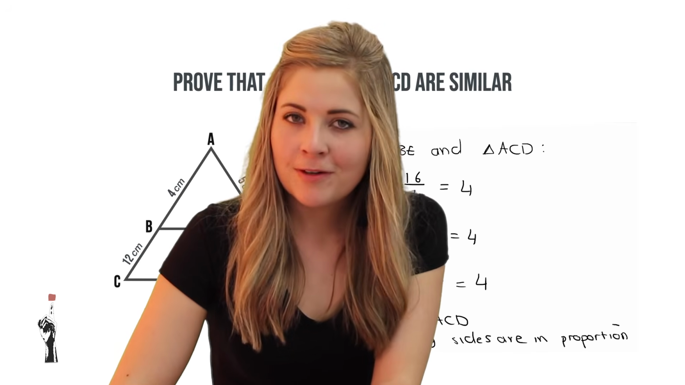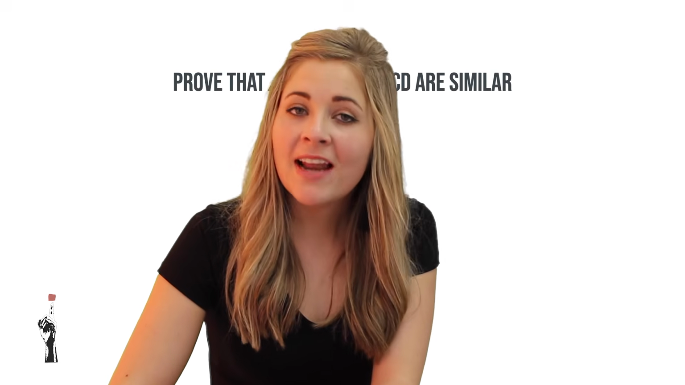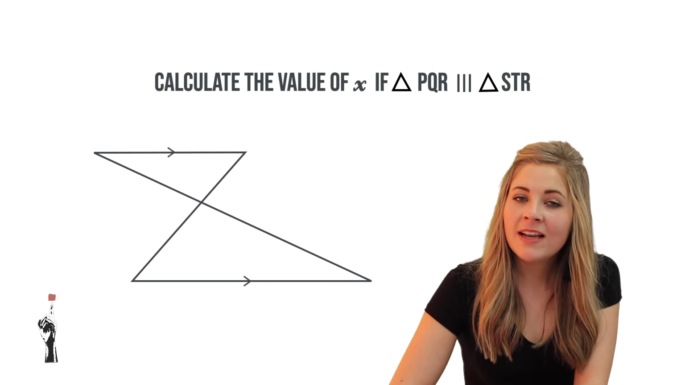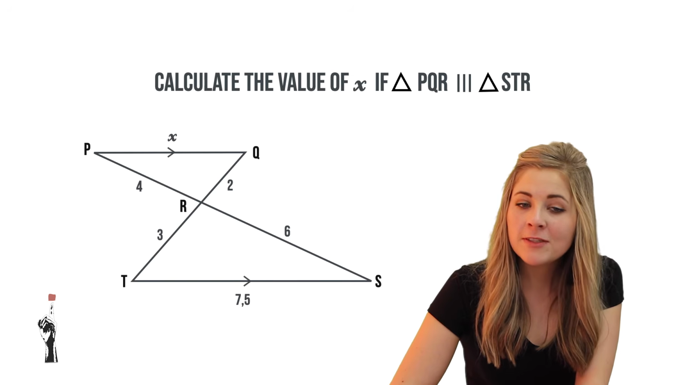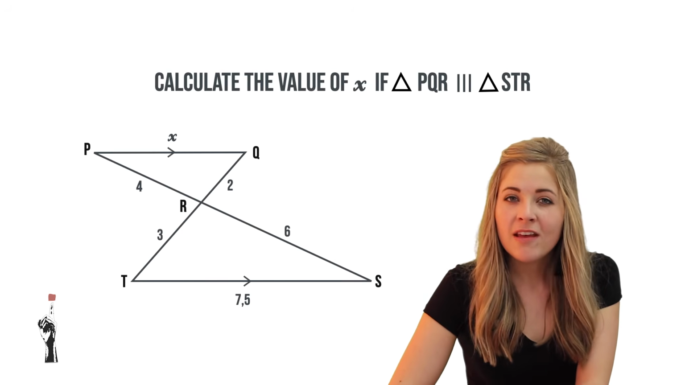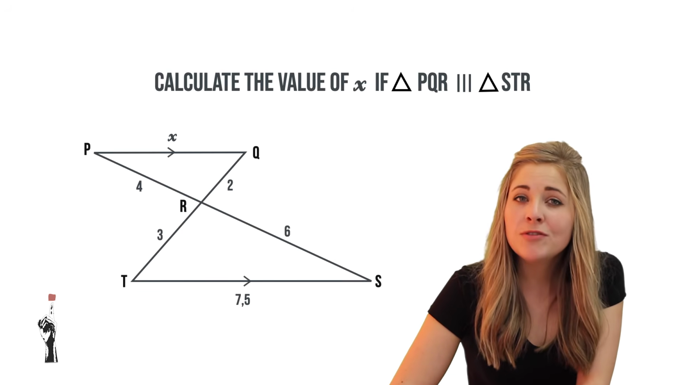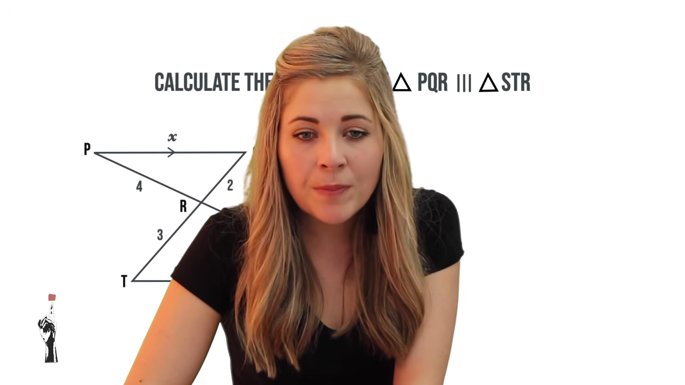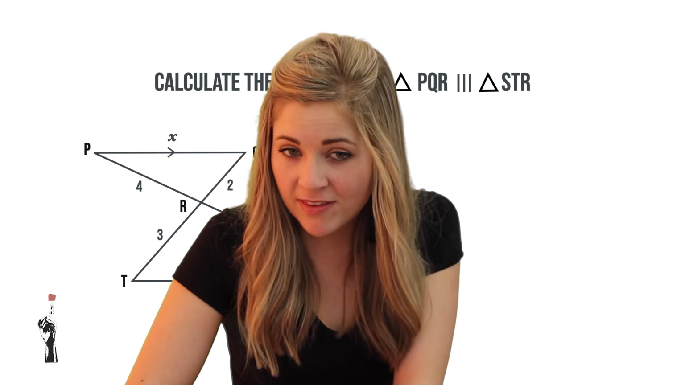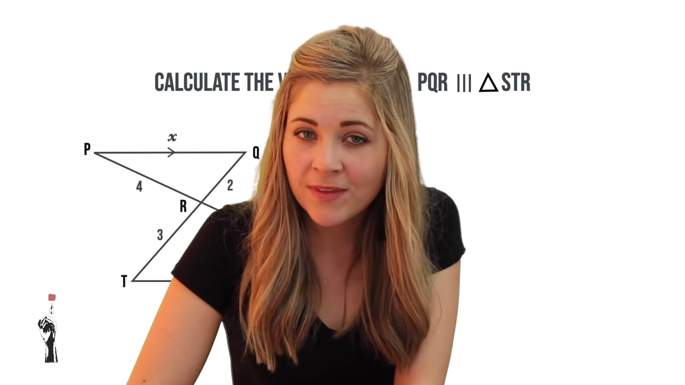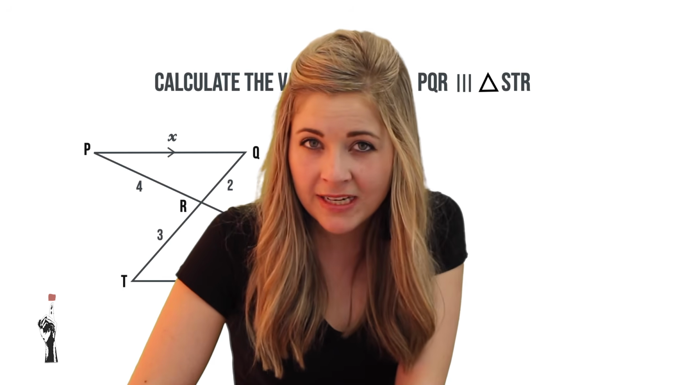Now let's have a look at a question when similarity is given. This question states that we need to calculate the value of x if triangle PQR is similar to triangle STR. Therefore, we already know that the two triangles are similar. The moment they write that triangle PQR is, with a symbol, similar to triangle STR, then we immediately know that they are already in order as long as the symbol is in between.